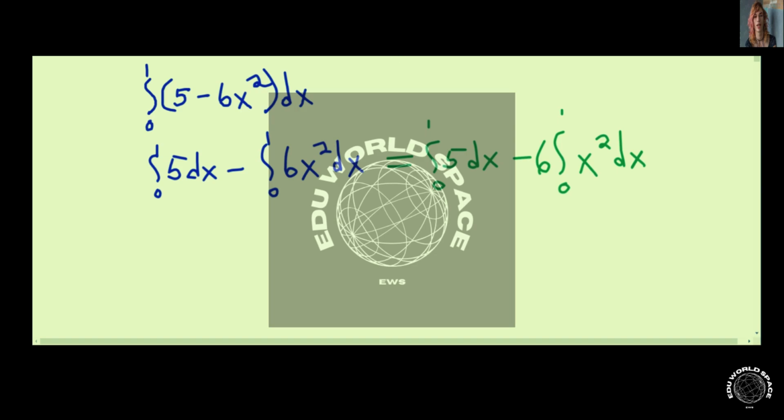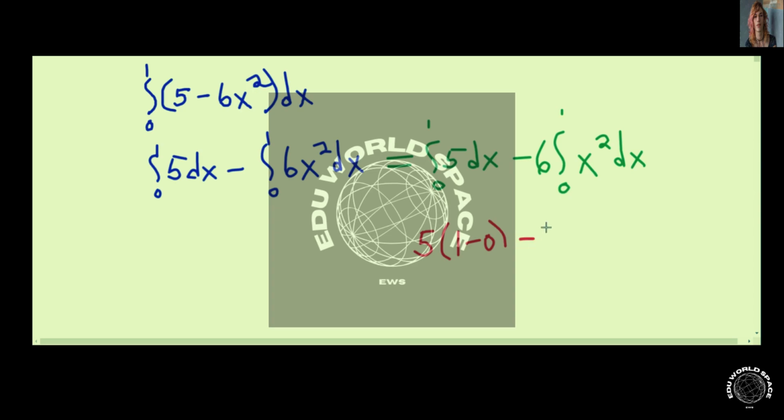Okay, the definite integral of a constant is simply that constant times the interval of integration. We are integrating between 0 and 1. So the length of that interval is 1 minus 0, or just 1. So the integral of 5 dx from 0 to 1 is just 5 times the length of the interval, 1 minus 0, which of course will be 5 times 1.